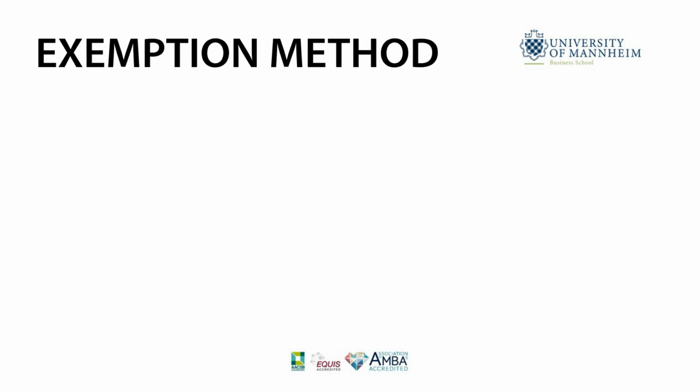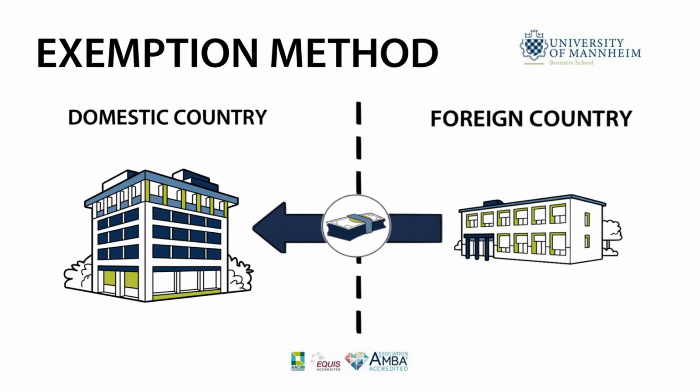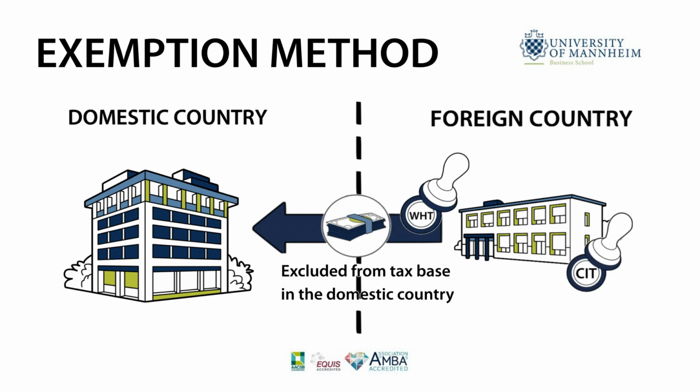The exemption method applies to the tax base of the domestic corporation. Foreign income is explicitly excluded from the tax base of the domestic corporation in the residence country. Thus, foreign income is only taxed abroad in the source country.